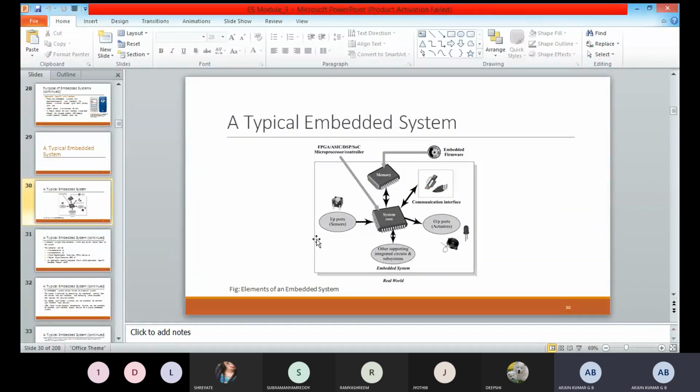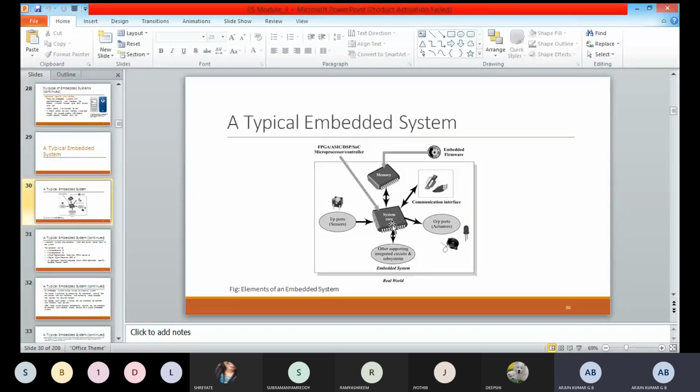Okay, this is a typical standard embedded system. The diagram represents the standard embedded system, and this processor will be designed using FPGA, ASIC, DSP or SoC, system on chip. This is a microcontroller or microprocessor. This is a typical standard embedded system structure. We can observe the input will be the sensor, and the output will be the actuators. Then there is a communication interface using RS-232 or USB. And there are also some other supporting integrated circuits supported through this processor or microcontroller.